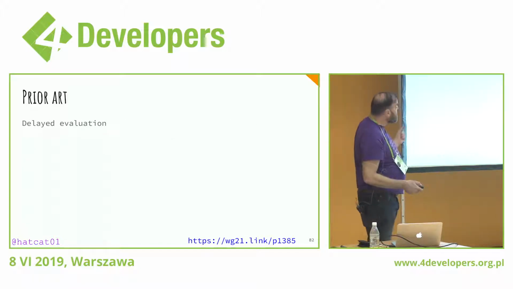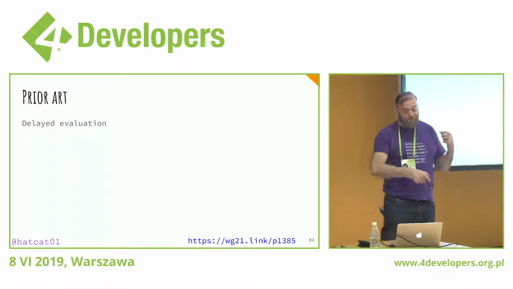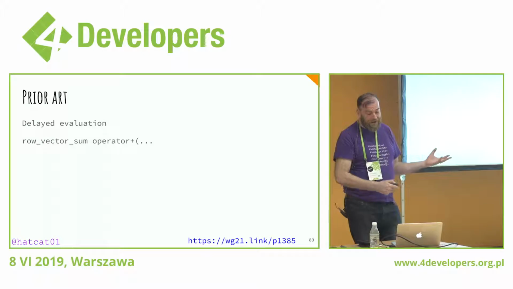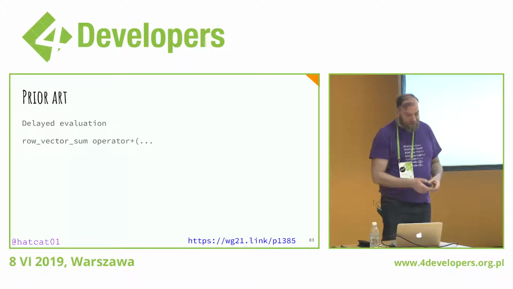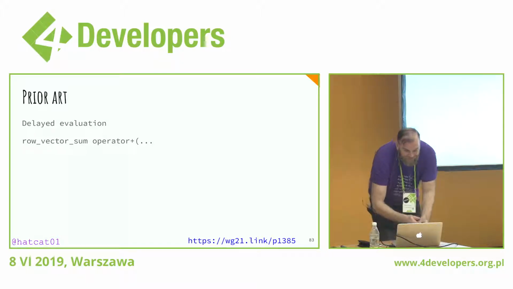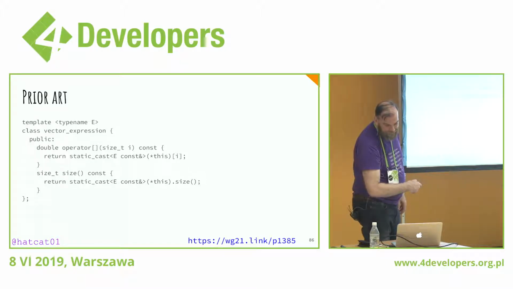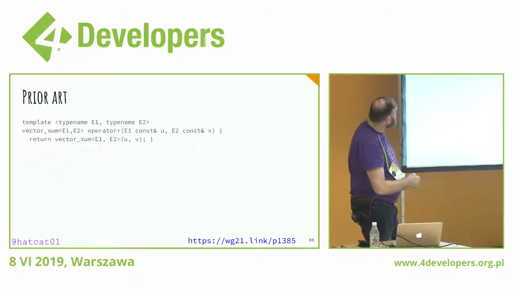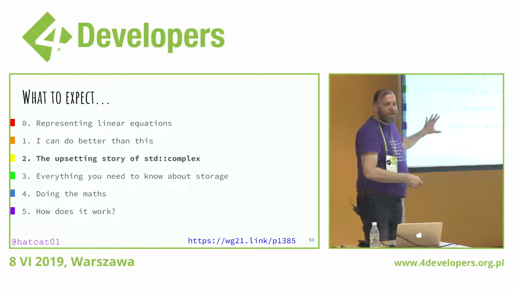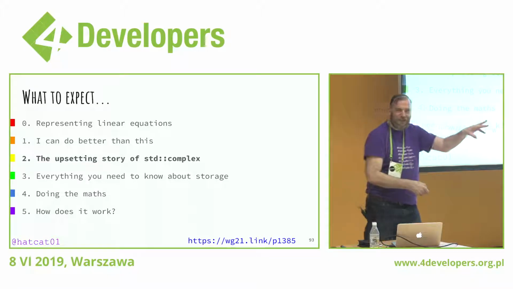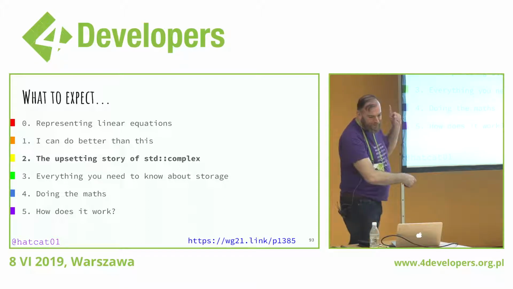And delayed evaluation solves this problem and can be implemented in C++ by letting operator plus return an object of a custom type. This is kind of how they work. Say row vector sum. Do you know what? I'm really running out of time here. I'm terribly sorry. I'm actually going to skip through some of this. Yeah, that's how it all works. Look at the video, pause on each screen, and you'll understand expression templates perfectly. It'll be fine. Let's talk about std complex.